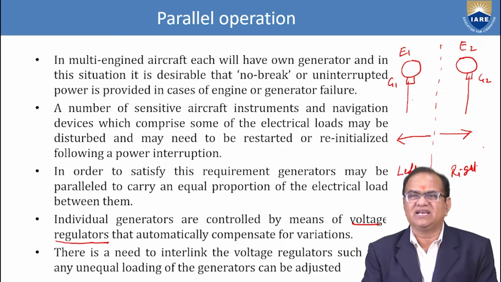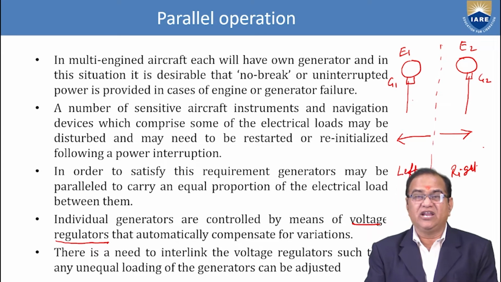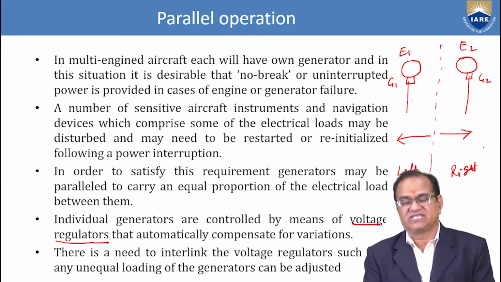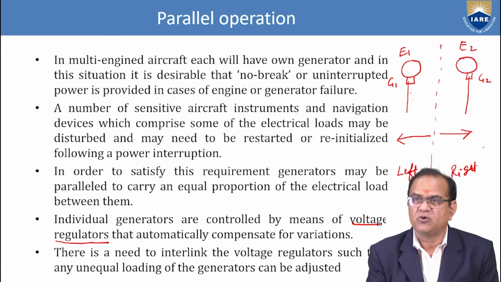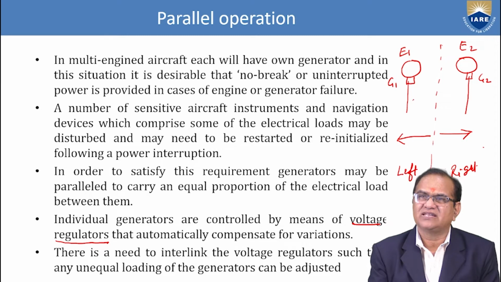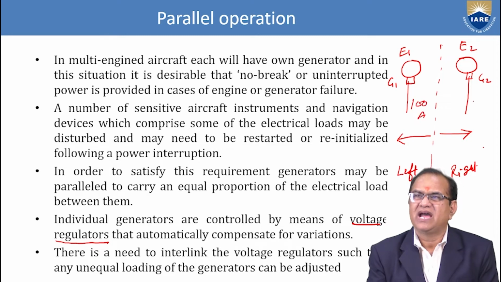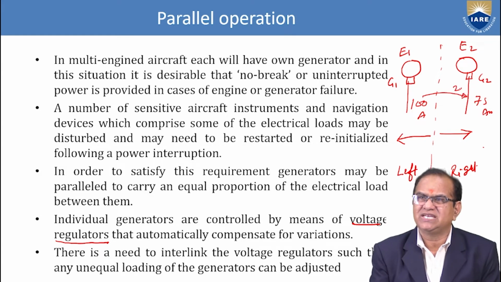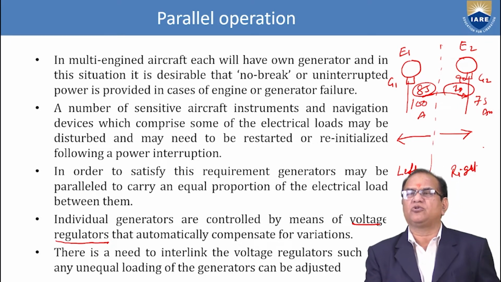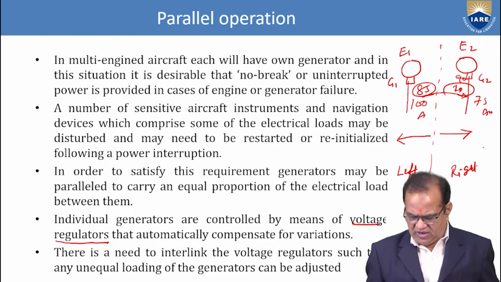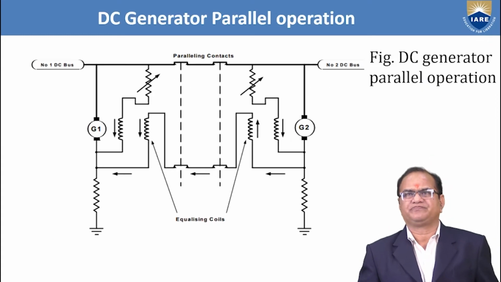There is a need to interlink the voltage regulators such that any unequal loading of the generators can be adjusted. So what happens now? Suppose this G1 has a load of 100 amperes and this one has 75 amperes. They should share between these two. So this 100 will give some load to this one automatically, maybe 20 or 15. So this will be 90 and this will be 85. So nearly the same load they both have to share so that they are working very smoothly.